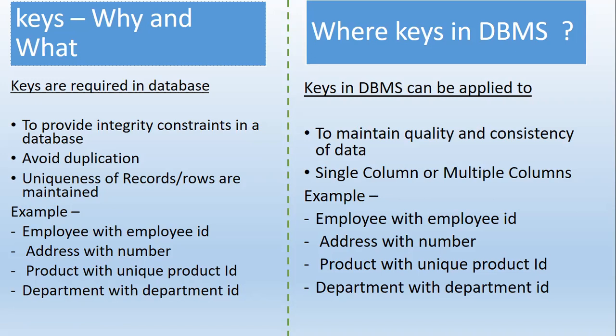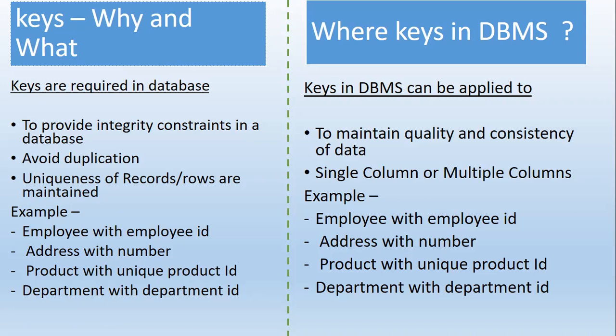Similarly, a house number or a flat number or an address can be used to identify the correct location of a particular address. Similarly, a product ID or a product code can help us to identify the product. If it is a university or an office or probably a Kirana store, a department ID can help us identify the department that our employee belongs to.